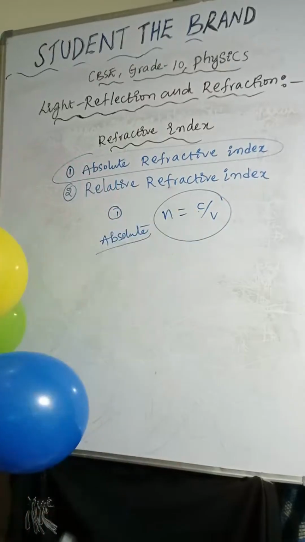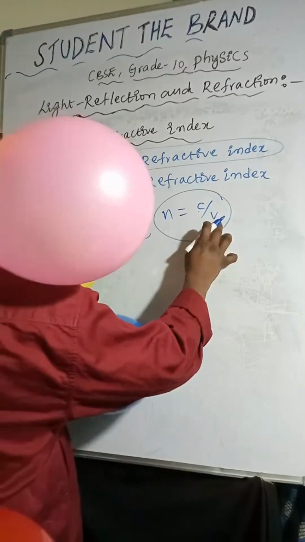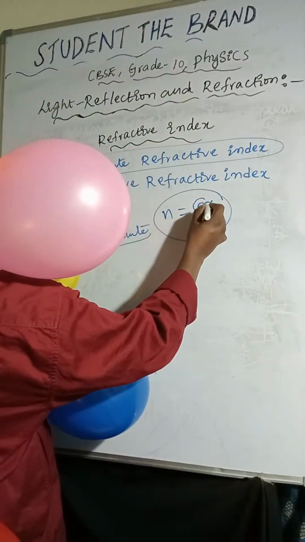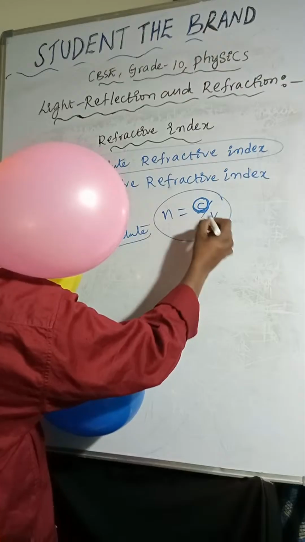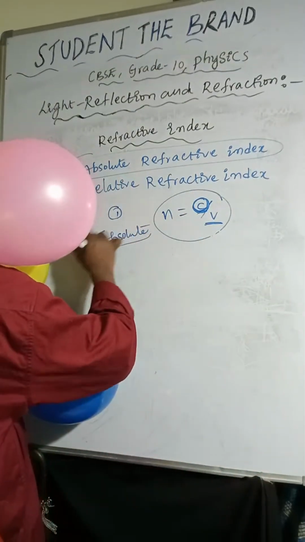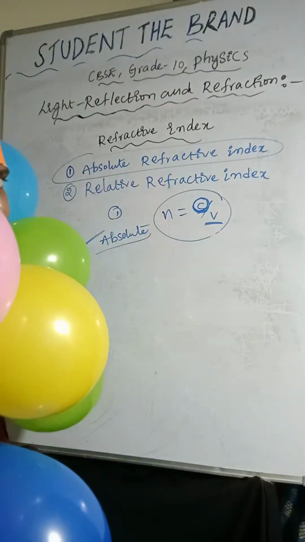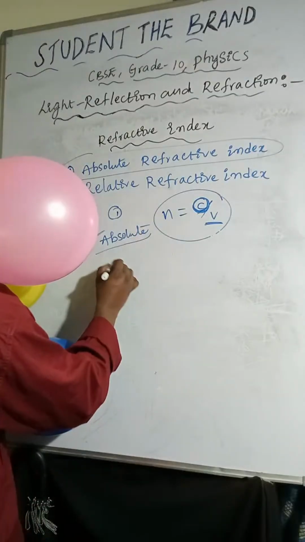So comparing the speed of light in vacuum by speed of light in any medium. So this is the speed of light in vacuum or air. Only with that you are comparing the different, remaining mediums. Then that is called absolute refractive index. Coming to relative refractive index.